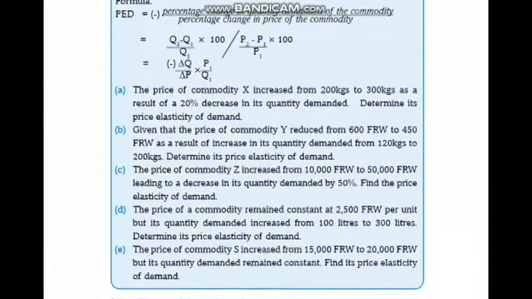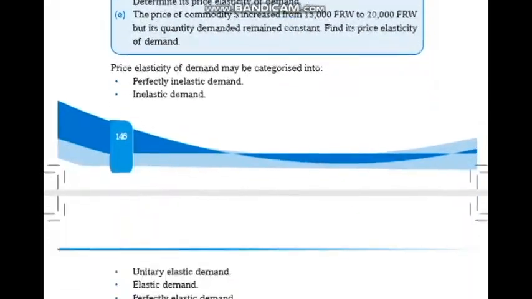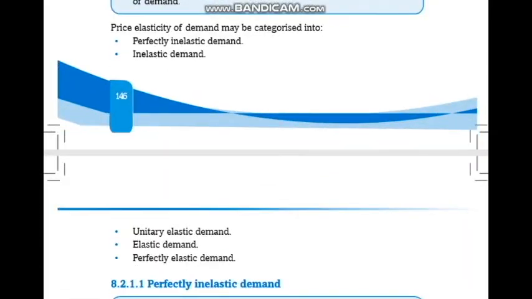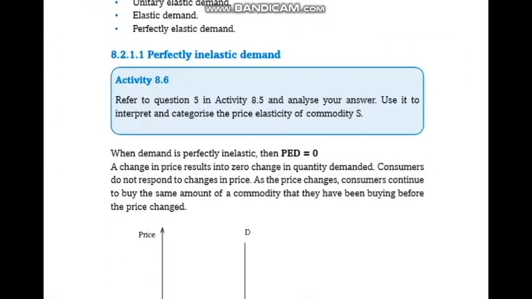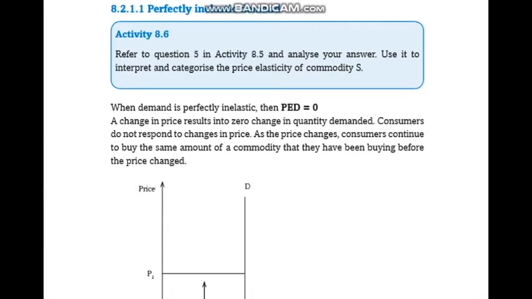Now, based on that formula, read those questions and then answer as the formula states. Price elasticity of demand may be categorized into perfectly inelastic demand, inelastic demand, unitary elastic demand, elastic demand, and perfectly elastic demand. Perfectly inelastic demand is category number 1; refer to question 5 in activity 8.5.